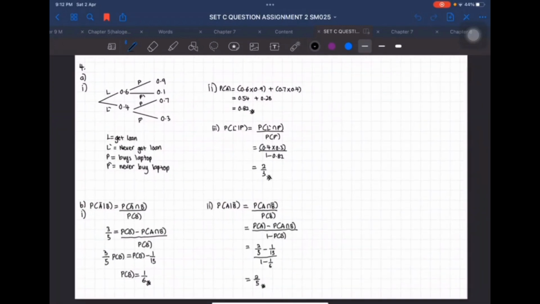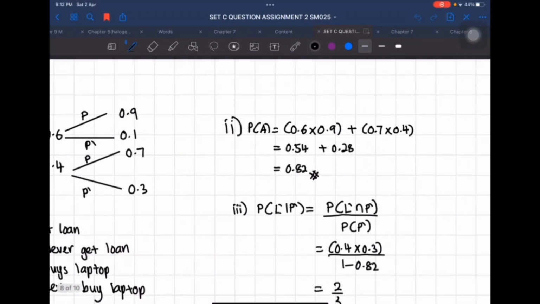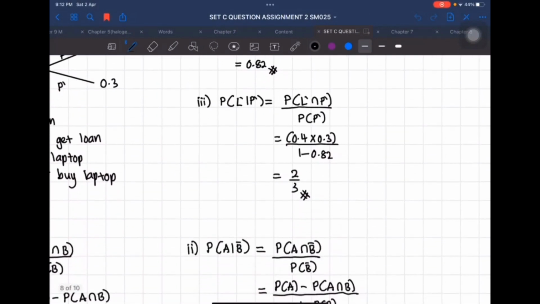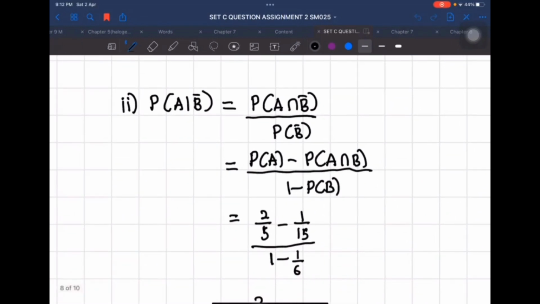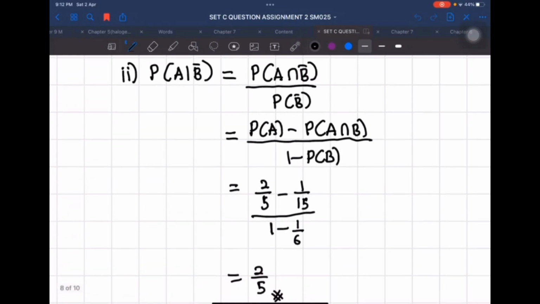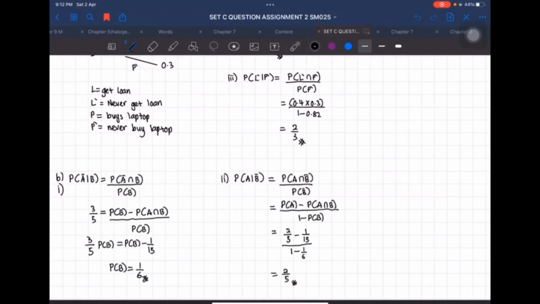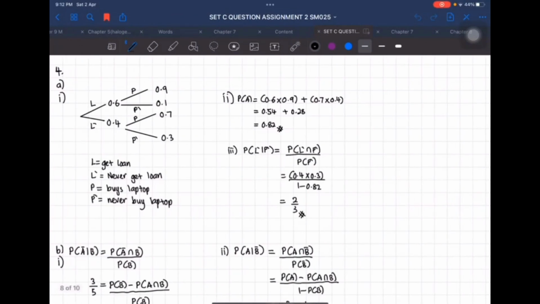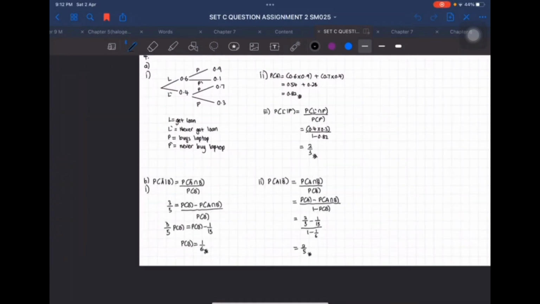For part 2, they're asking to find the probability of A given B prime. First we form the formula: the probability of A given B prime is the probability of A intersect B prime over the probability of B prime. So we write the probability of A minus the probability of A intersect B over 1 minus the probability of B. So 2/5 minus 1/15 over 1 minus 1/6. These are the probabilities given in the question, and the probability of B we just found, which is 1/6. So the answer is 2/5.